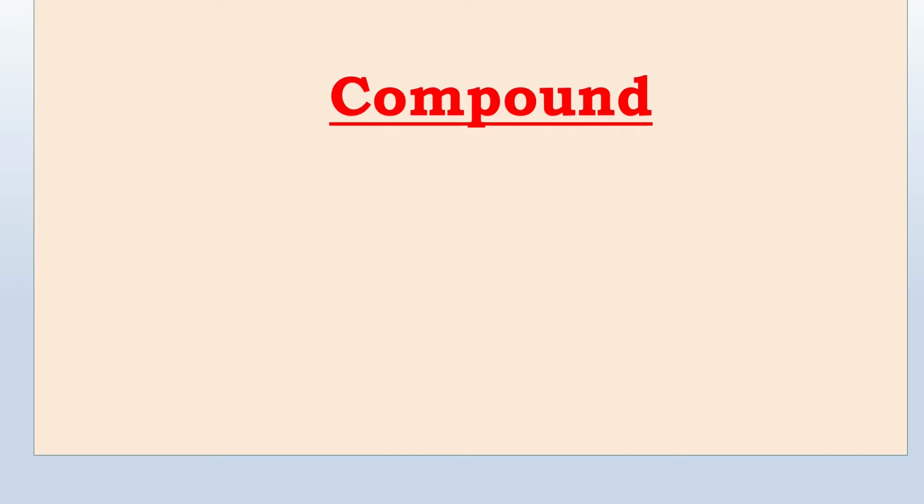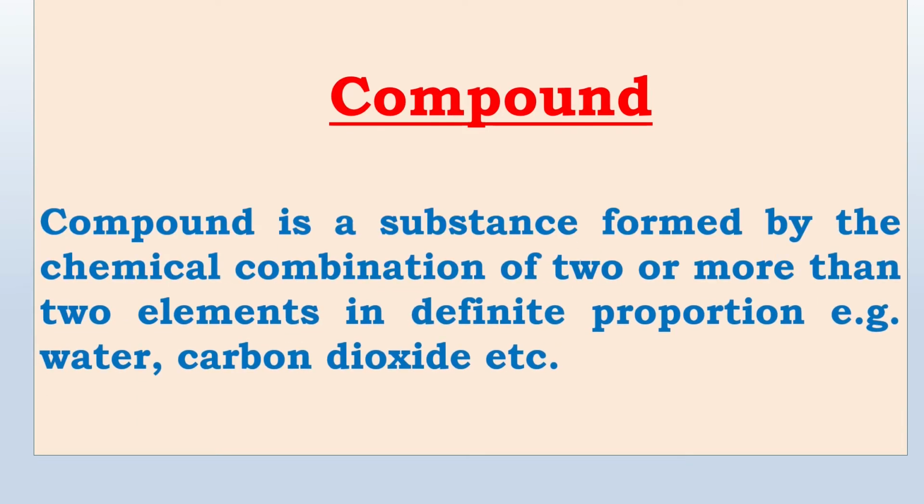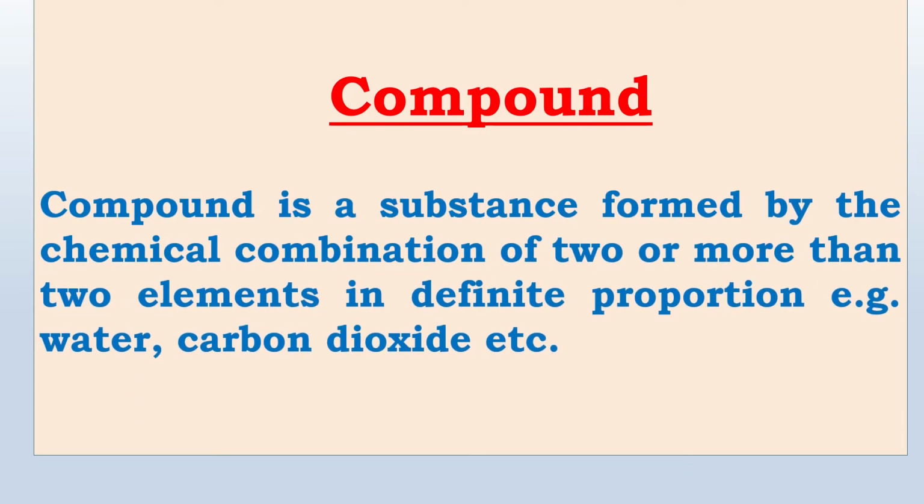Now I'm talking about compound. What is compound? Compound is a substance formed by the chemical combination of two or more than two elements in definite proportion. For example, water, carbon dioxide, etc. are compounds.